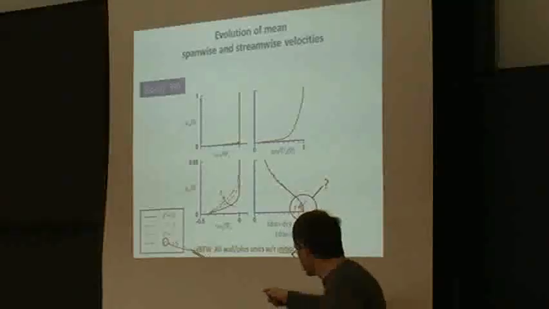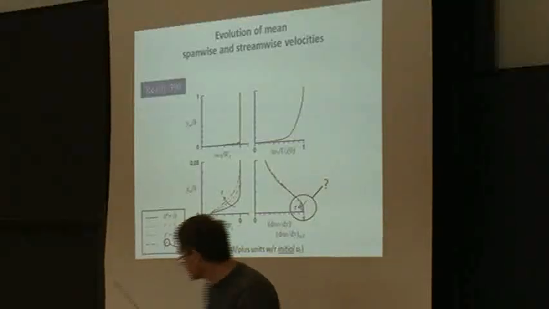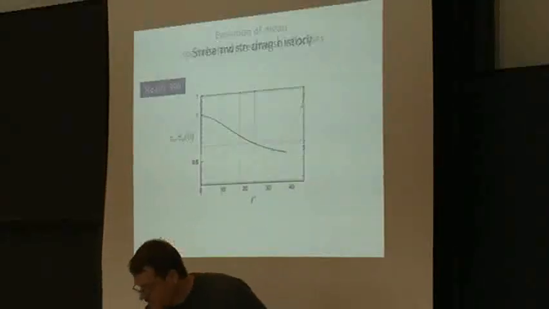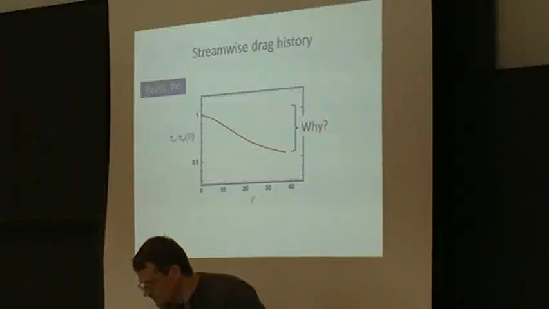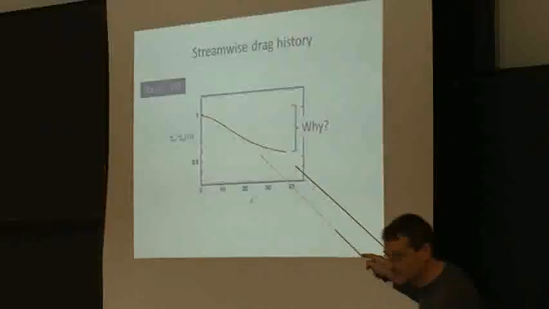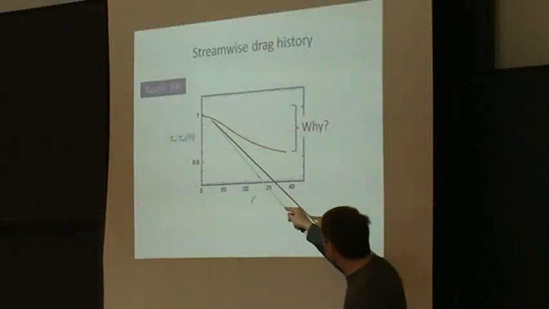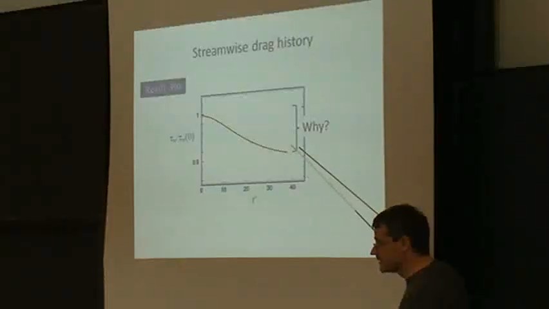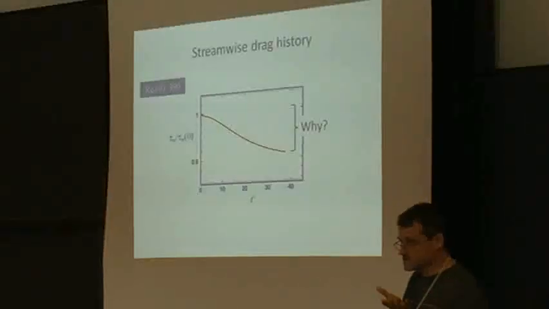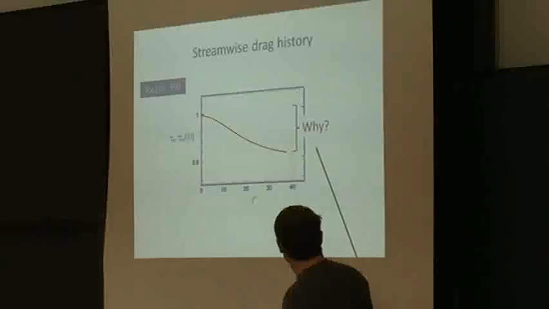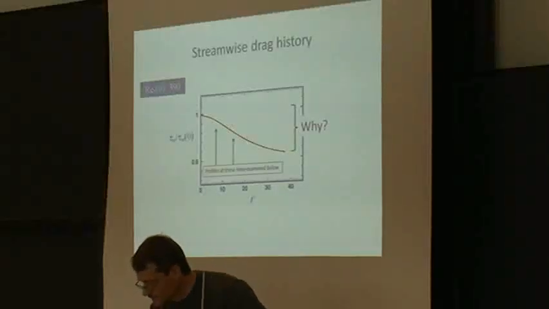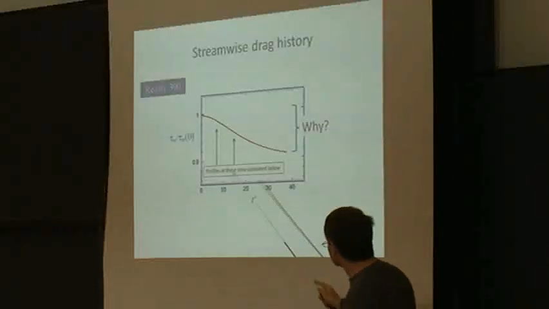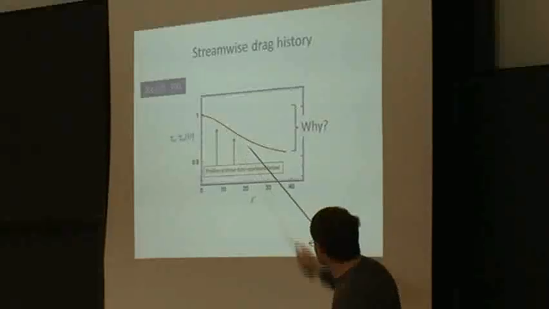And this is just to remind you that all the plus units here are with respect to the initial values. Okay. So the basic question is, what's up with this? What's going on? This is a history of the streamwise drag, as you see it. Why does applying a shear in an opposite direction cause the streamwise drag to go down? In an attempt to get at that, I'll show you some profiles of these different quantities.